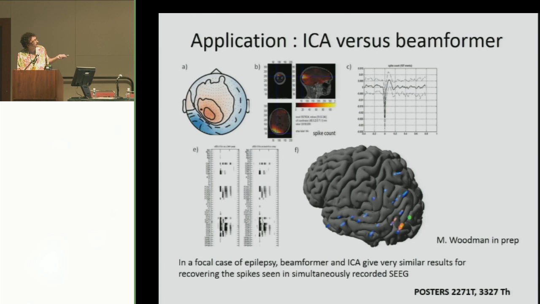This is an example of average spikes we see on ICA. The fact we had simultaneous recordings means we could see which contacts are involved during the epileptic spikes. And very nicely, we see that we have SEEG contacts which have significant activity during the spike detected at the surface, and that it is in the right region. In red here, you have the SEEG contacts activated during the discharge, and in green, you have the source localization of these two methods, which are the same. So in a focal case, when there is one source, this source can be very well extracted by either ICA or beamformer. It doesn't really make a difference.